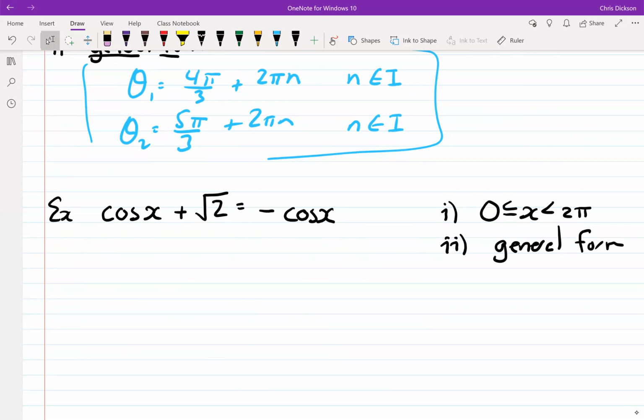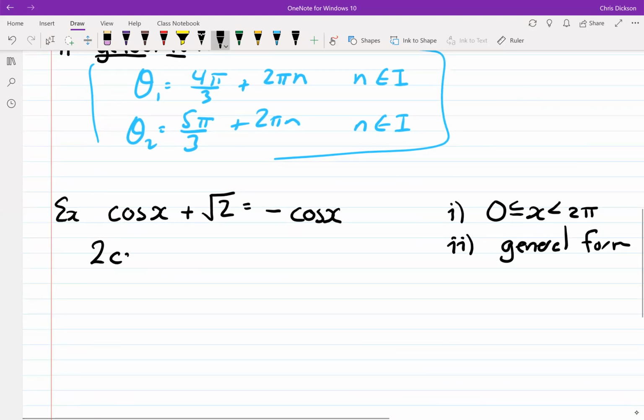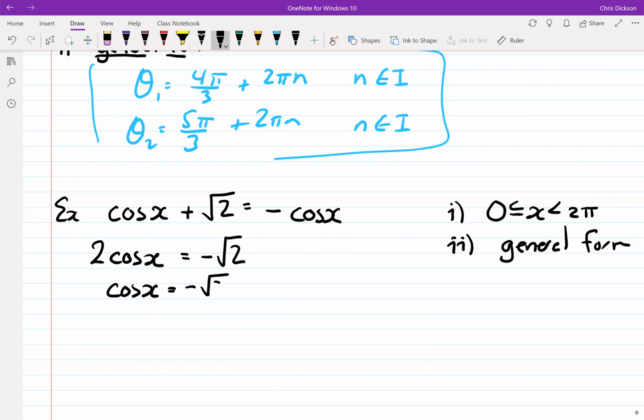So once again, I think what you're going to want to do is get your cos expression by itself. So I've got coses on both sides. So let's bring the cos to the left side. So I'm going to go cos x plus cos x gives me 2 cos x. And I'm going to subtract root 2 from both sides. So I get negative root 2. Divide both sides by 2. And I get cos x equals negative root 2 over 2.